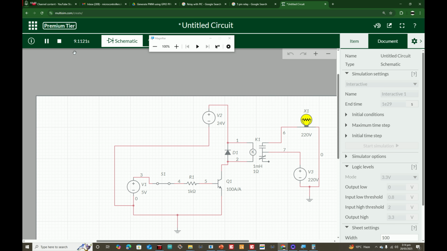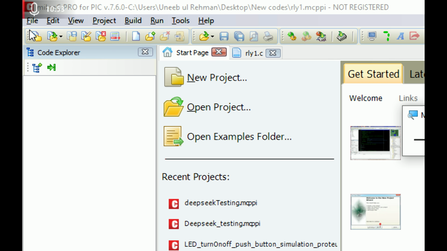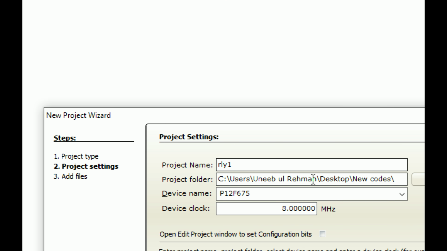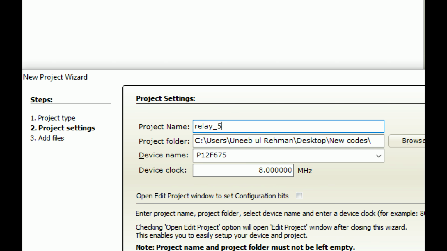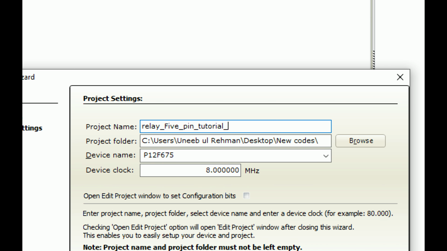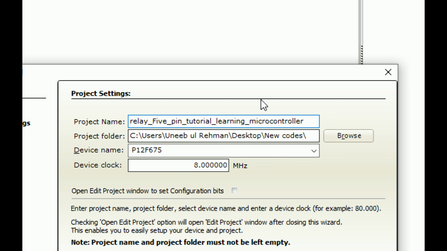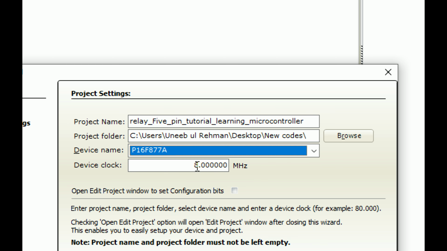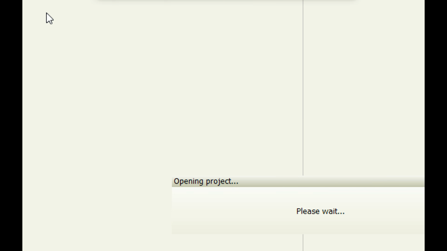Now let me give you a demonstration using the microcontroller. So we go to our MikroC for PIC. This is MikroC for PIC. I go to File, New Project. Click on next. Write the name of the project. I write relay 5-pin tutorial by learning microcontroller. Okay, select the path where you want to create the hex file. Select the microcontroller. I have PIC16F877A. The crystal at pin number 13 or 14 is 20 MHz. Click on next and finish.